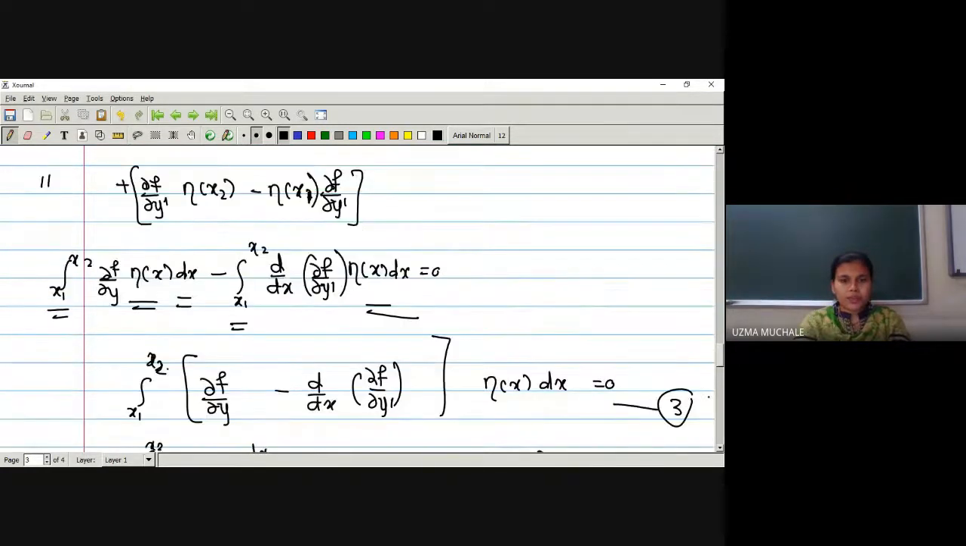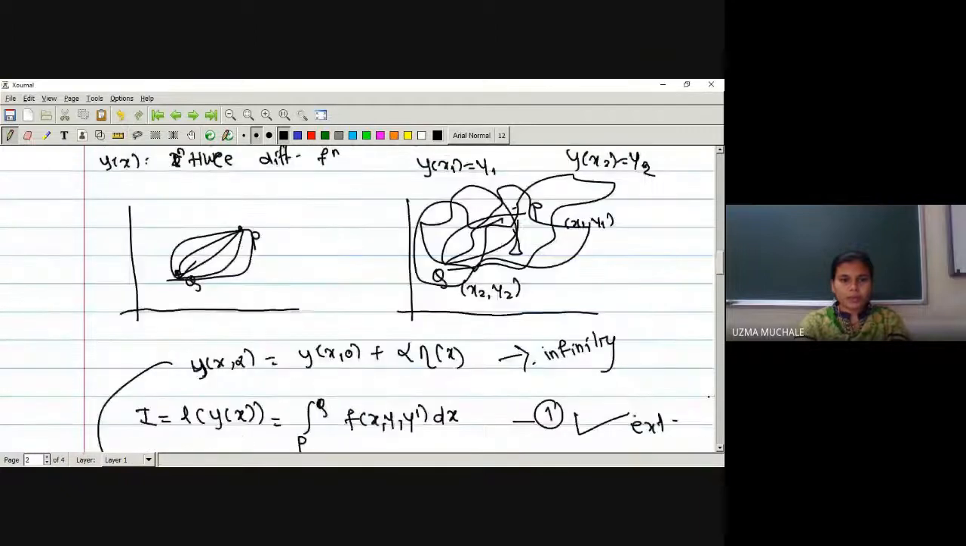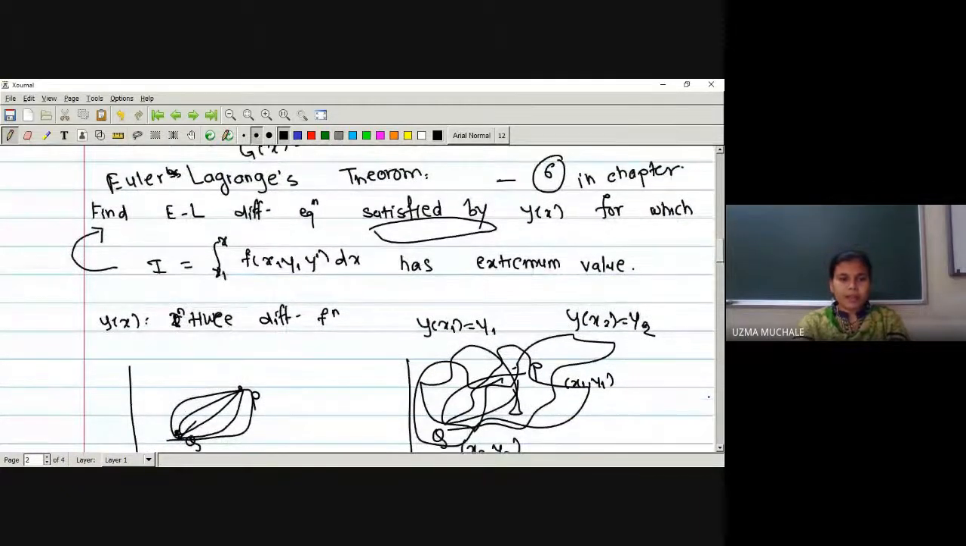Let me repeat in short what is given to us and what we have proved. Our aim is to find the Euler-Lagrange equation, which is satisfied by y of x on the condition that the value of integration should be extreme. What is given to us? The value of integration is given, and we have to find the extremum. By using these two conditions, we have to prove the result.